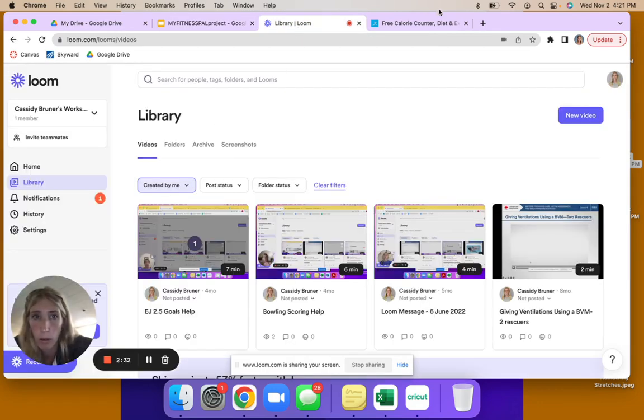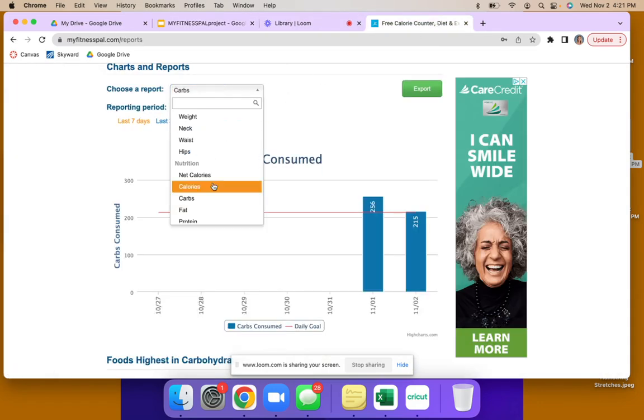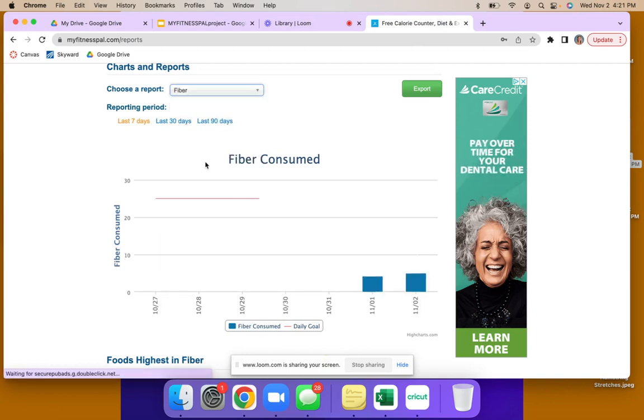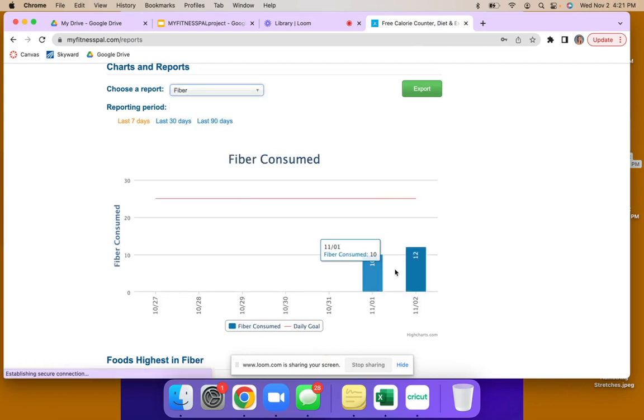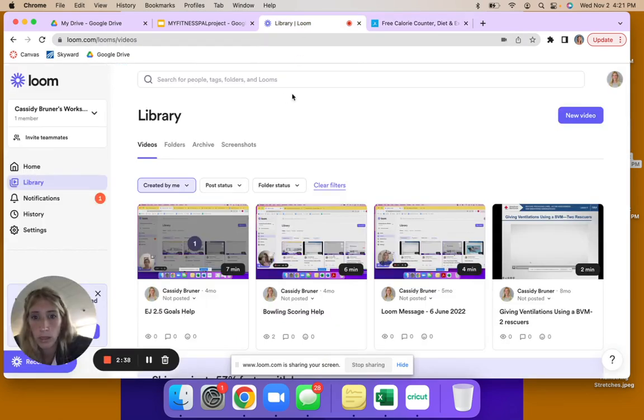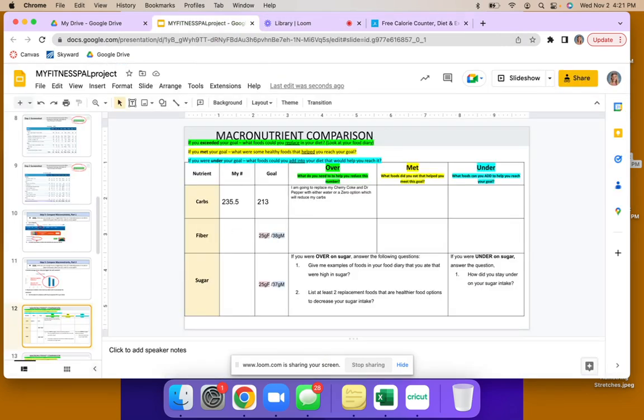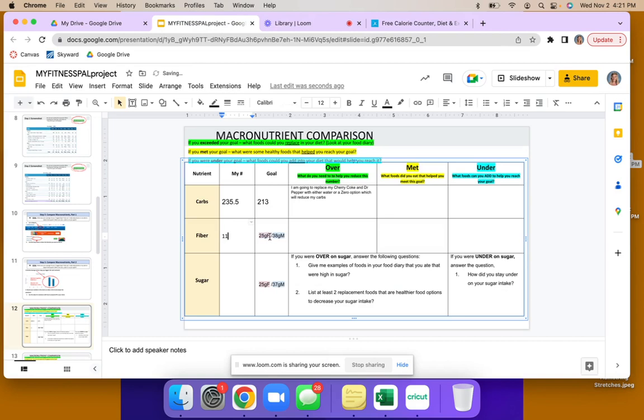Then you will continue doing this for every single one. So then you go to fiber. I would go here, I would do the little drop down, I would go to fiber, and it's going to say 10 and 12. So I got 22. 22 divided by 2 is 11. So I would write 11 here. It's saying that I'm a female, so I should have 25 grams of fiber. I'm clearly under. So it's asking, what foods can you add to help you reach your goal?